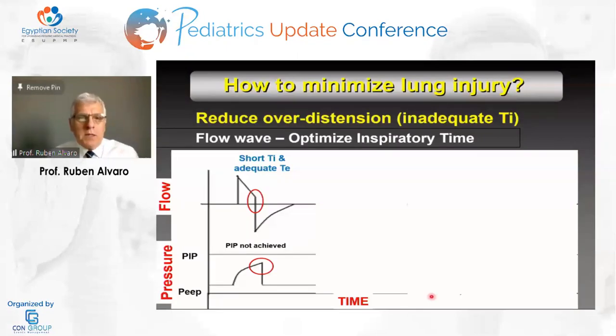How do you determine the right inspiratory time? Again, for that, you look at the flow waveform, okay? Here we have an example of a TI that is too short with adequate expiratory time.